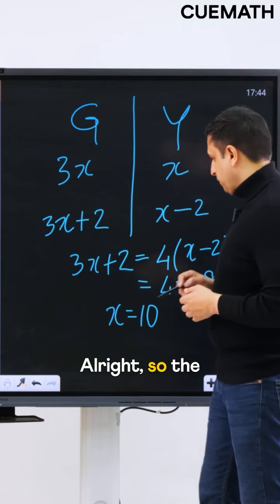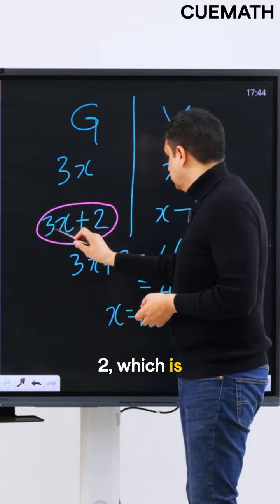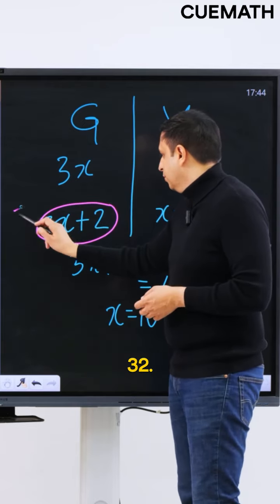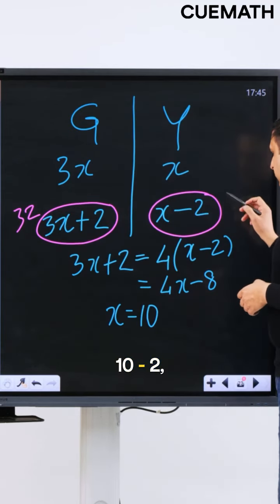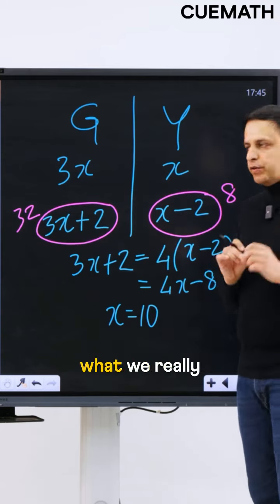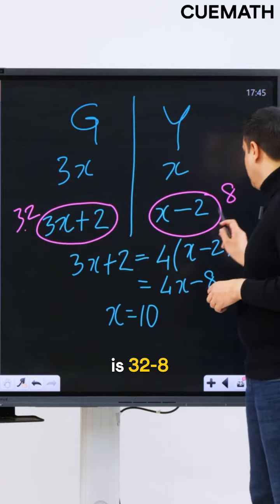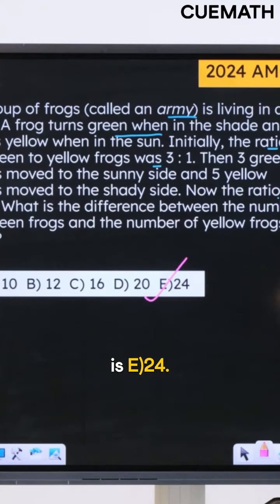All right, so the number of green frogs now is simply 3x plus 2, which is 3 into 10 plus 2, that's 32. And the number of yellow frogs is x minus 2, 10 minus 2, that is 8. And therefore, the difference, which is what we really need to find, is 32 minus 8, which is equal to 24. So the answer is E, 24.